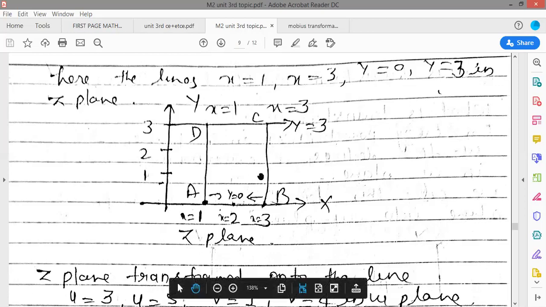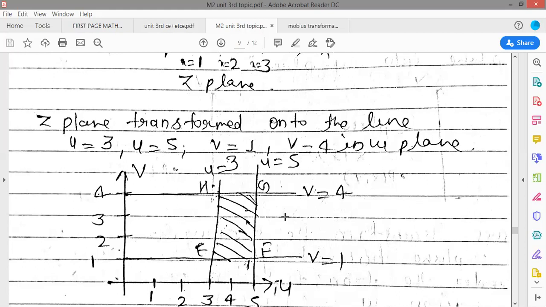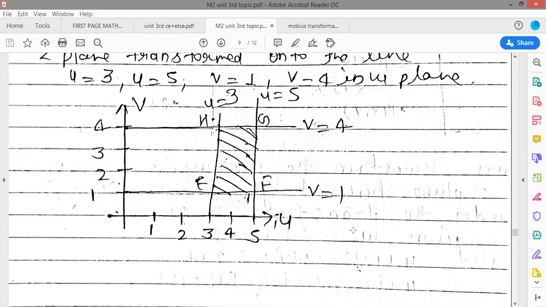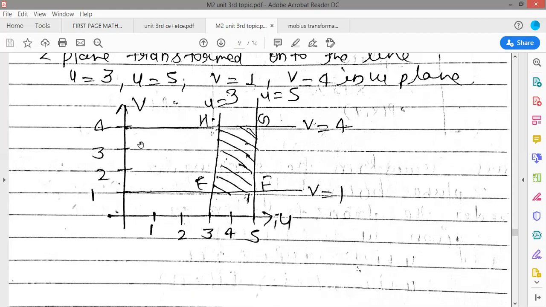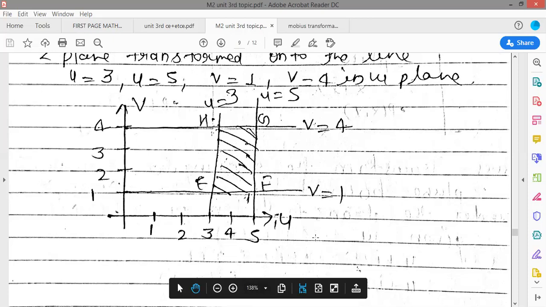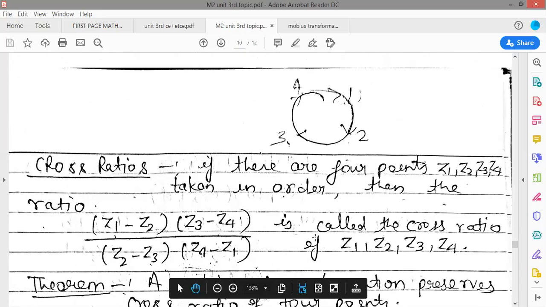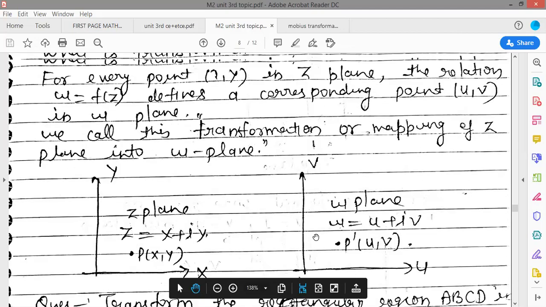That means this is your old plane, the z plane. Now the z plane transforms onto the lines in the new plane W. So just draw all these lines here. The vertical axis is your v and the horizontal axis is u. Draw u equal to 3, which is parallel to the v axis, and v equal to 4 is parallel to the u axis. So this is your transformation definition, how we convert our old plane into the new plane.